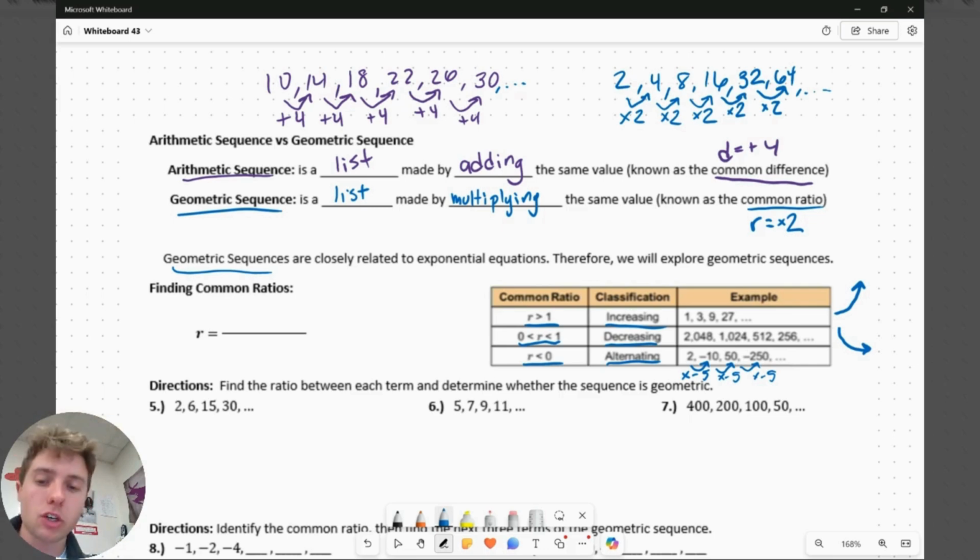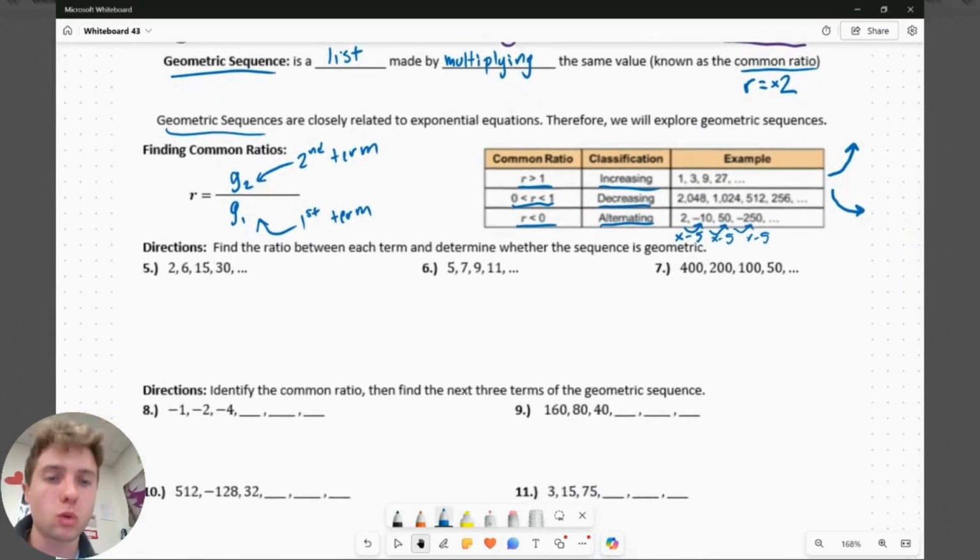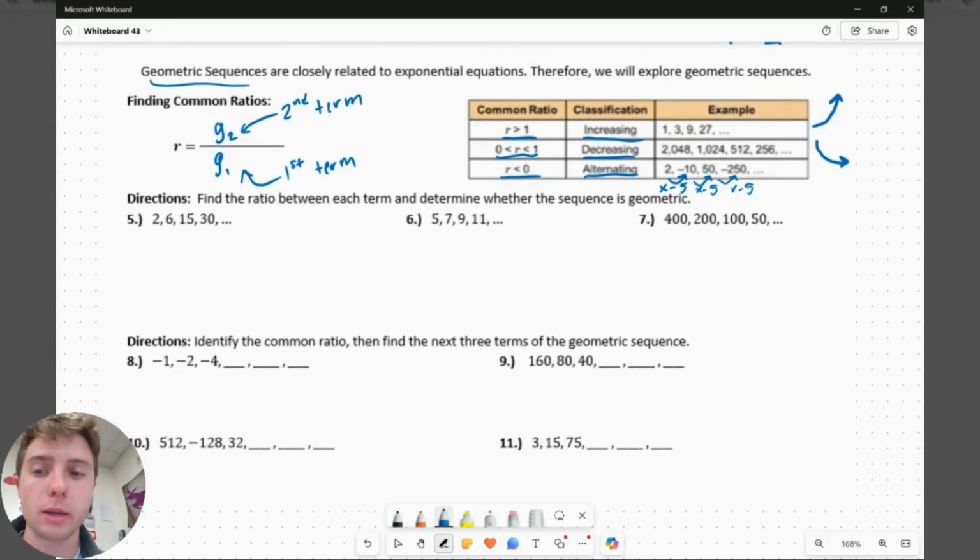In order to find a common ratio, a very simple, very quick process to find the ratio, is you always take the second term and divide it by the first. That's what this little subnotation on the G represents. It's the first and second term. So what we can do is we can find the ratios between terms to see if they are geometric. A geometric sequence would mean that the ratio between each of the terms is the same. It is common.